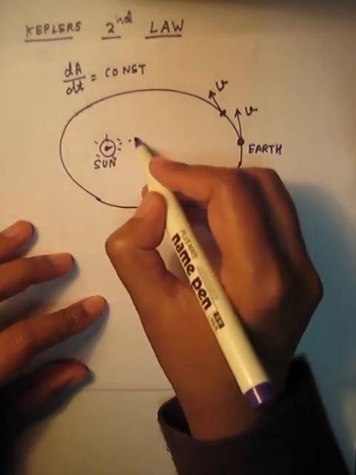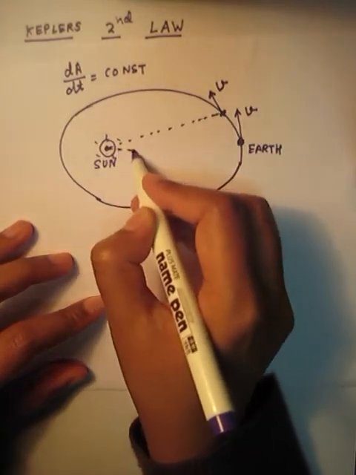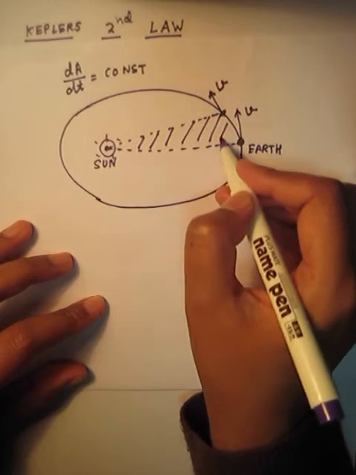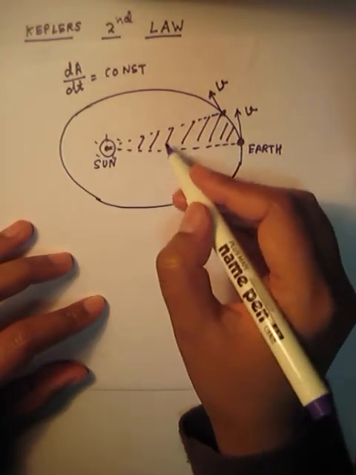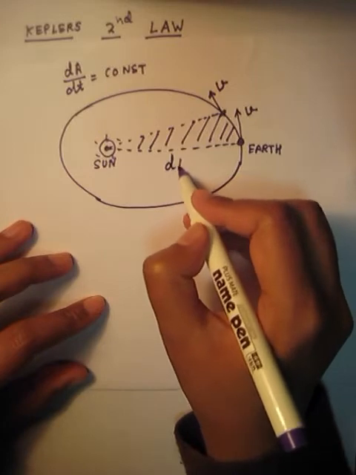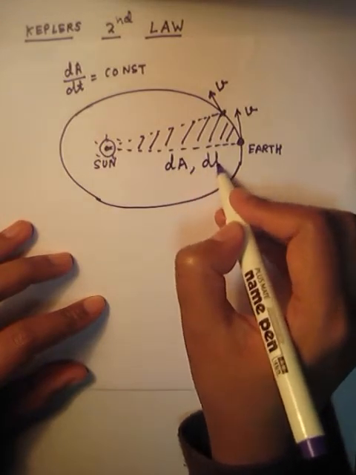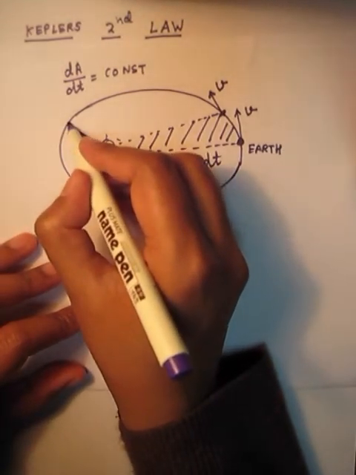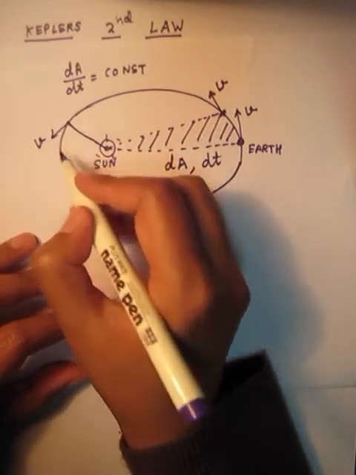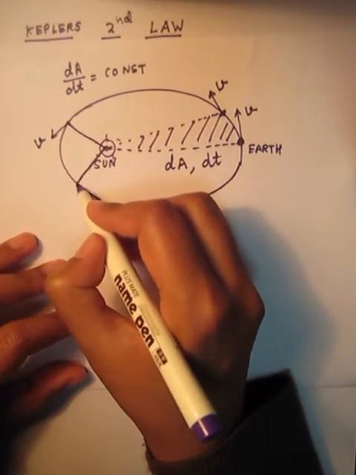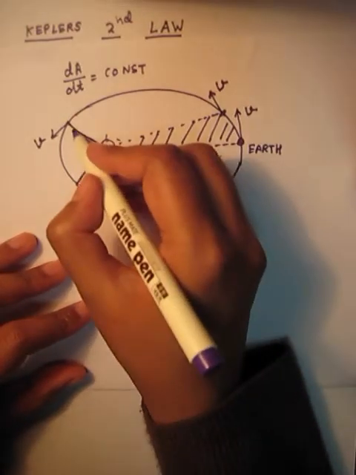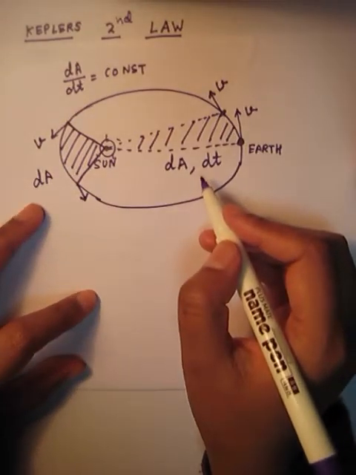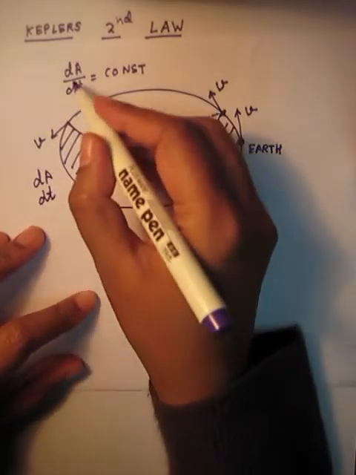Now consider this area from the focal point to the Earth. Let us say that if this area is dA, traveled in time dt, then when it reaches here it will have a certain velocity. And if this area is also dA, then the time will also be dt, because dA upon dt is constant.